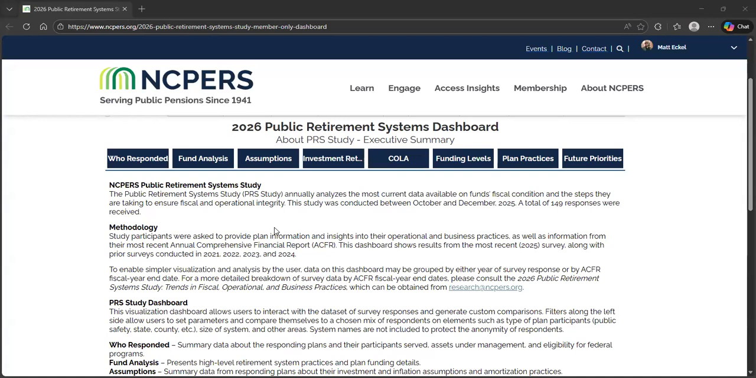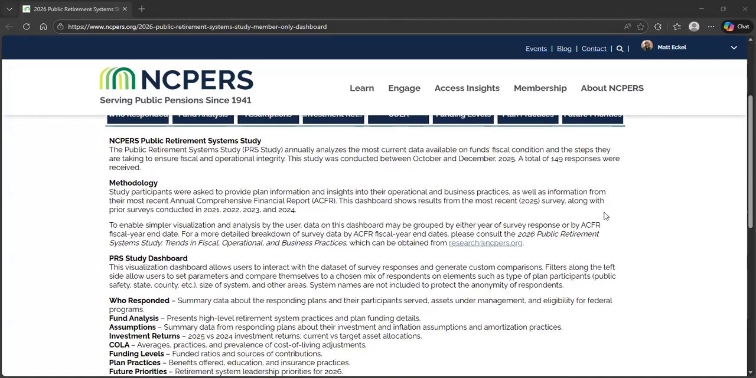First, an important note. All NCPERS members have access to this dashboard. You can find it by logging into your member compass and navigating to the Public Retirement Systems Study resources. The dashboard allows you to explore survey responses, filter results, and compare your system to peers while maintaining respondent anonymity.